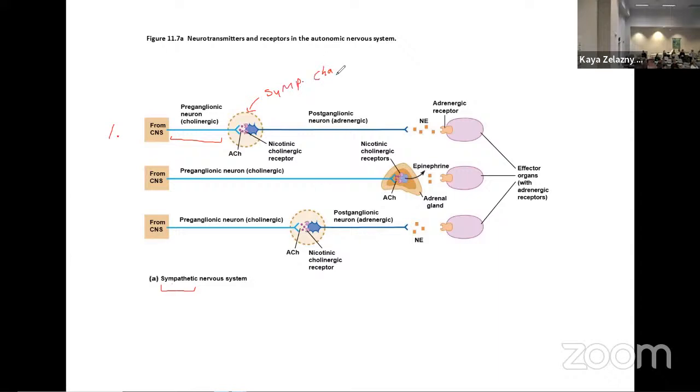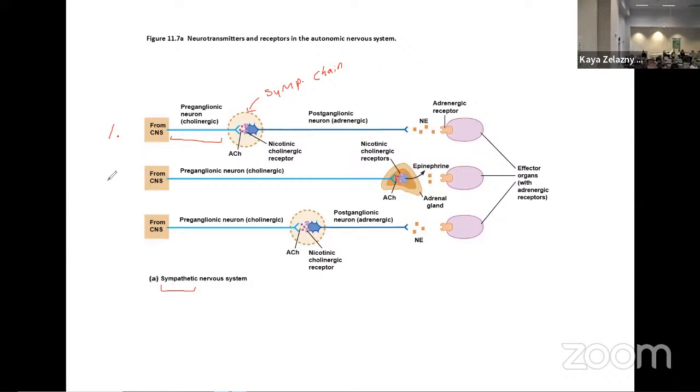Okay. And sympathetic chain and sympathetic trunk are synonymous. So if there's any variation between your slides and your book or what I say out loud, I'm going to try to say it the same way every time, but those are the same thing.